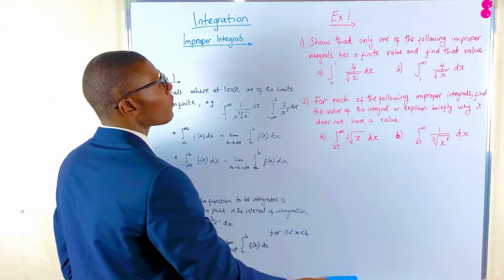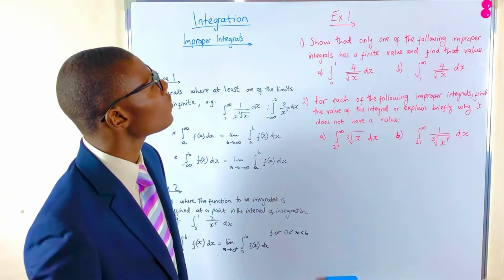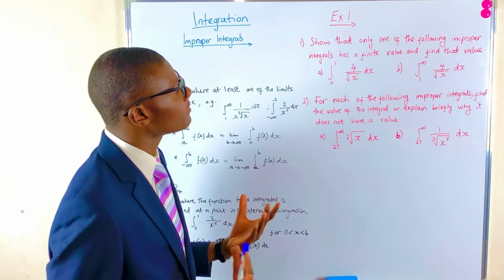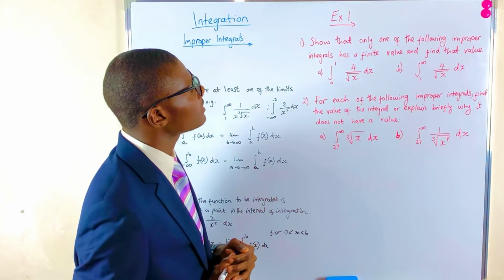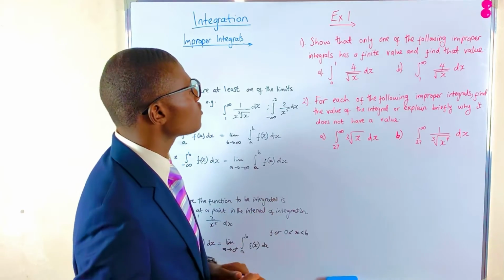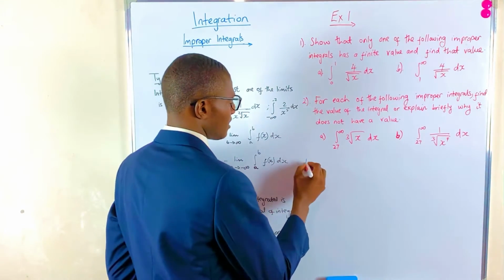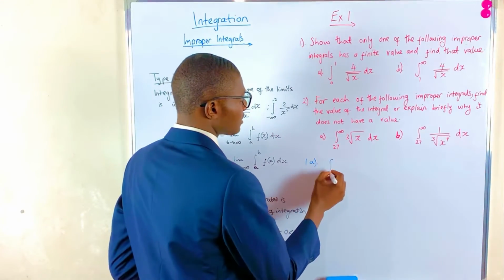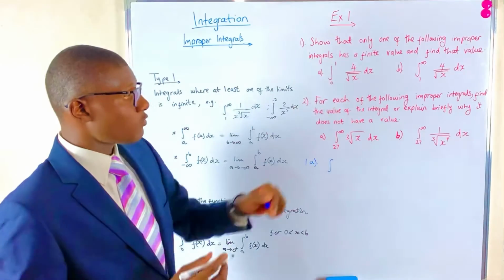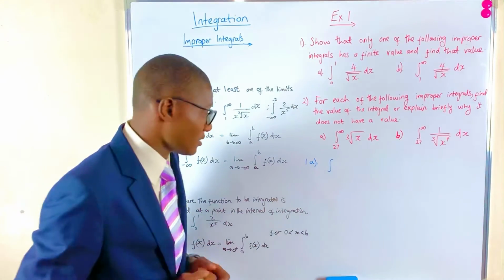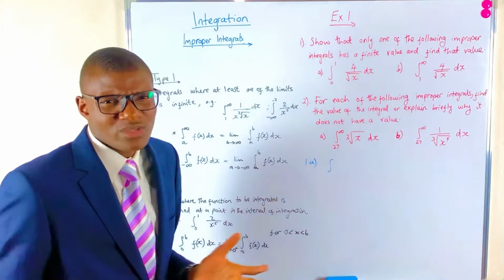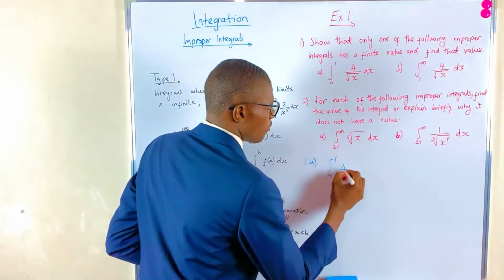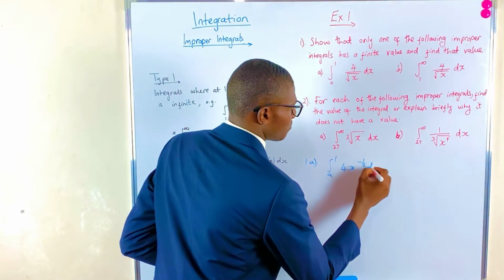Okay, so for number one: state and show that only one of the following improper integrals is a finite value, and find that value. For part 1a, let's see what's happening. We've got the integral of 4 over root x from 0 to 1. So let's substitute the 0 with any letter, let's say a, and rewrite it as 4x to the power of minus half with respect to x.